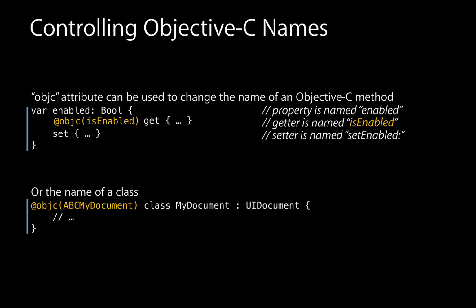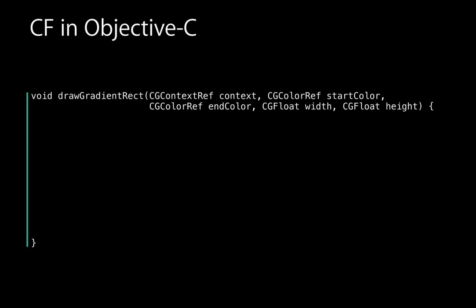One last thing I promised to talk about, and that's CF interoperability. So by CF, we're referring to all of the C-like APIs that work with the C objects. So this is Core Foundation, this is Core Graphics, and other frameworks, maybe some of your own frameworks. And let's take a little look at using CF, particularly Core Graphics, in Objective-C. I'm going to do something really simple here. I'm going to draw a gradient in a rectangle using Core Graphics.